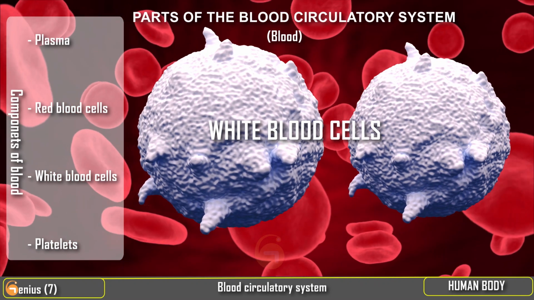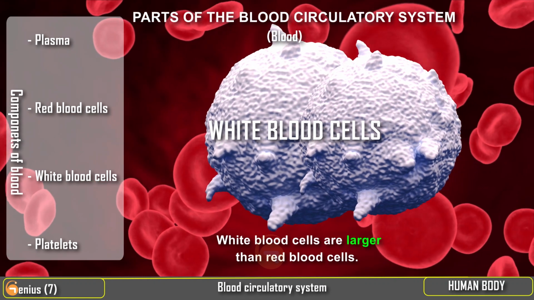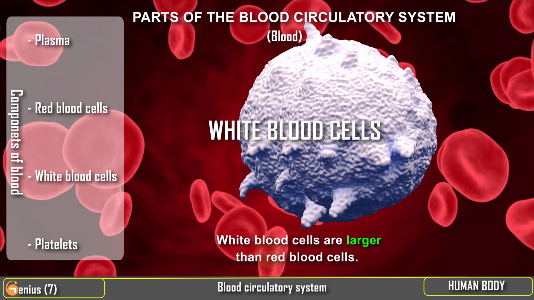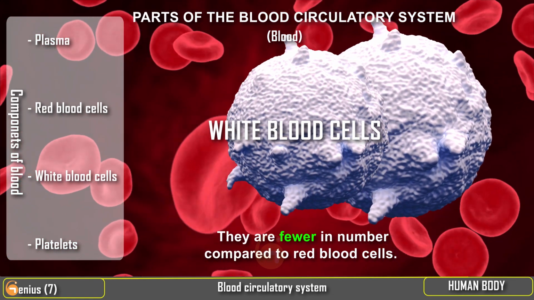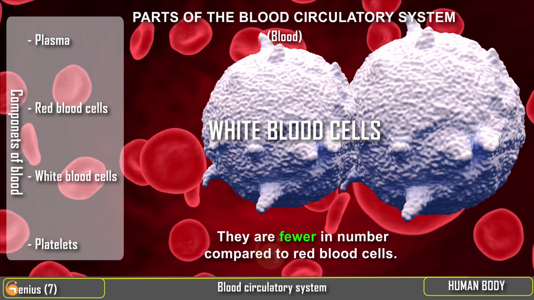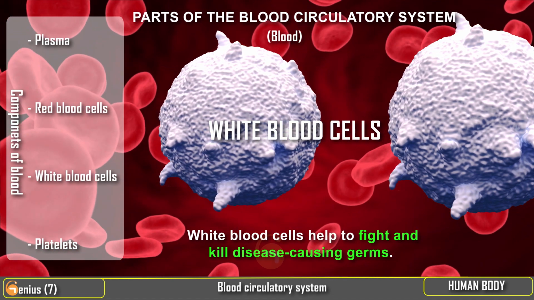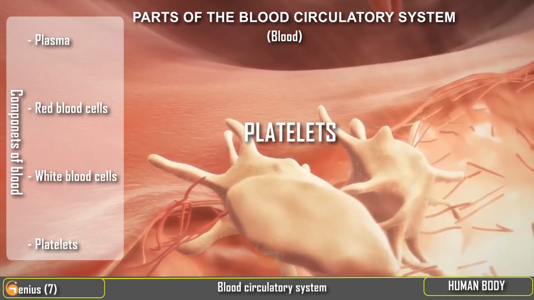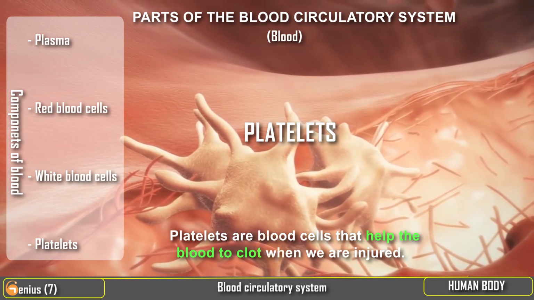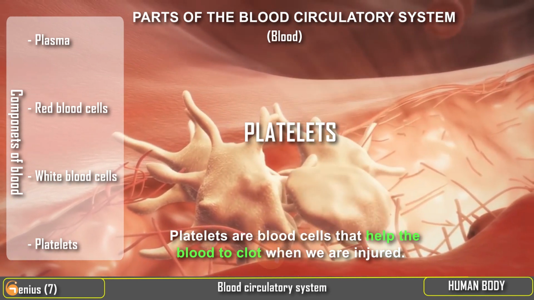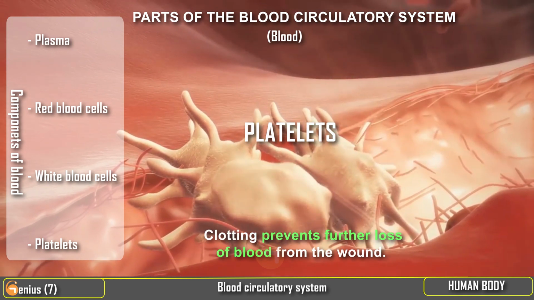White blood cells. White blood cells are larger than red blood cells. They are fewer in number compared to red blood cells. White blood cells help to fight and kill disease-causing germs. Platelets. Platelets are blood cells that help the blood to clot when we are injured. Clotting prevents further loss of blood from the wound.